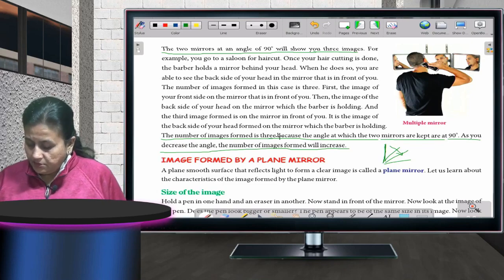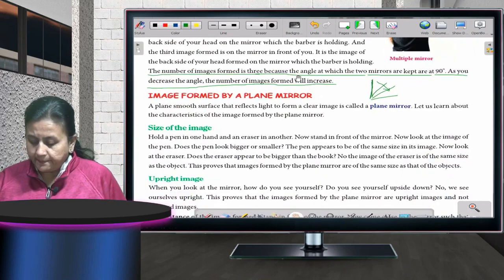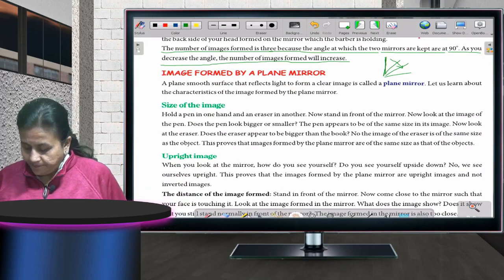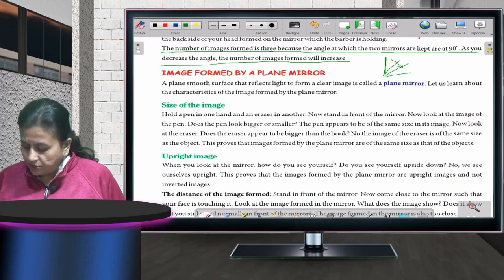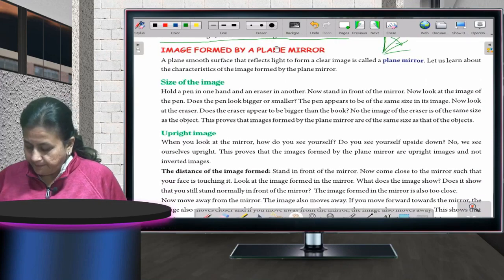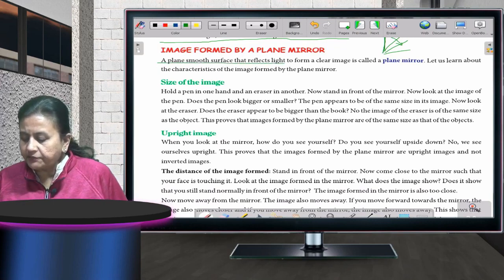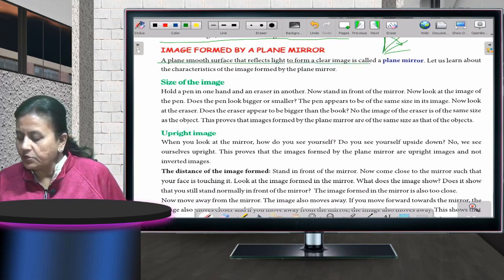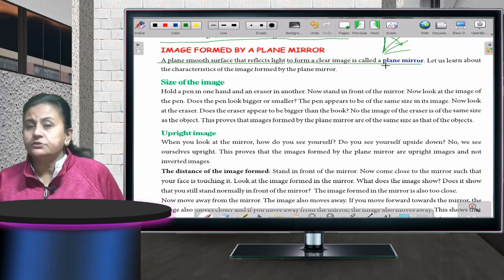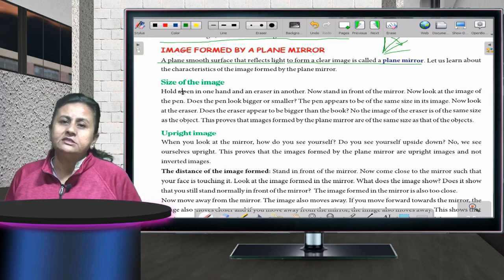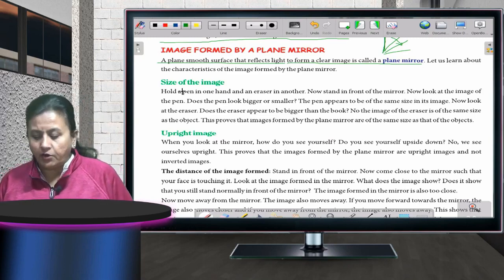Now we'll move to the next topic. Image formed by a plane mirror. Can you all see on your screens also? A plane smooth surface that reflects light to form a clear image is called a plane mirror. This is very simple. Now, how are we going to tell the size of the image formed? How can we tell?